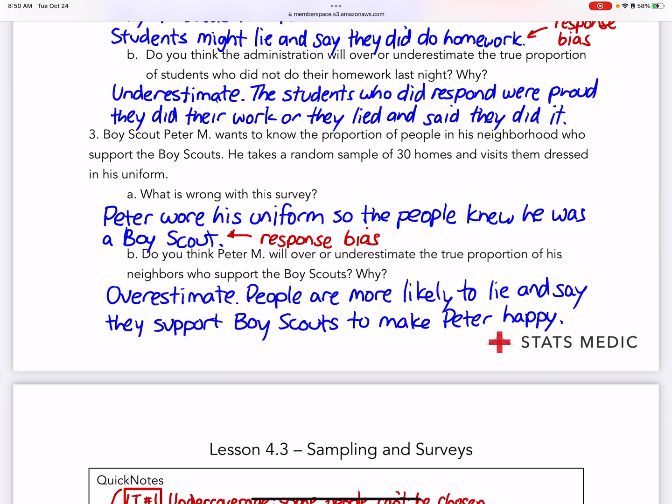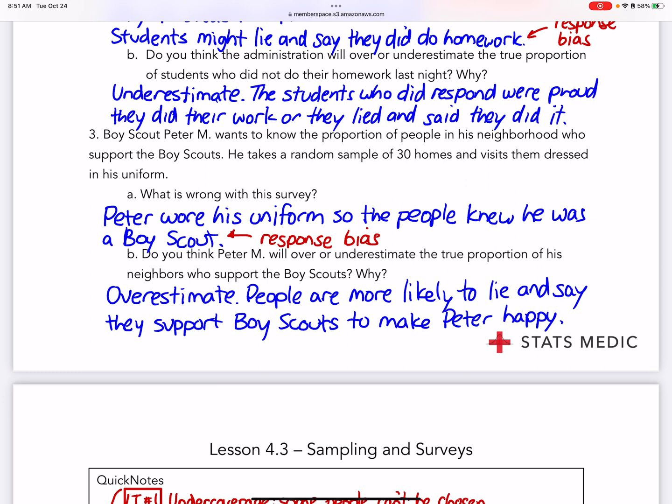That's not bad. But he's a Boy Scout and he's letting everybody know he's a Boy Scout and he's proudly wearing his uniform. And so therefore, just the fact that he's a little boy or a young man wearing his uniform kind of makes people feel like, oh, of course I support the Boy Scouts. They don't want to tell him the truth of what they're thinking, and that would be response bias.